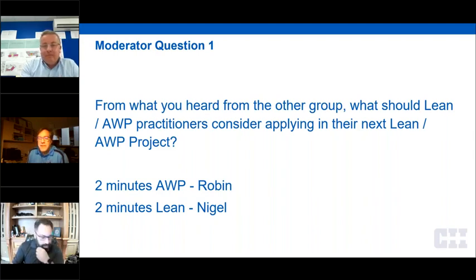Sure, absolutely. I think a couple things. One thing that a lot of projects tend to fall apart on or forget about is putting structure around a gated process for the development of their project scope.